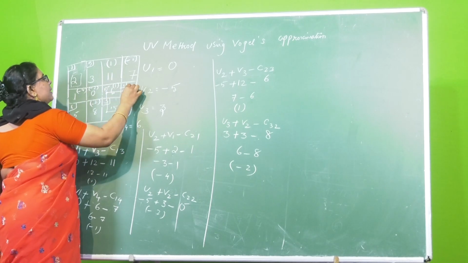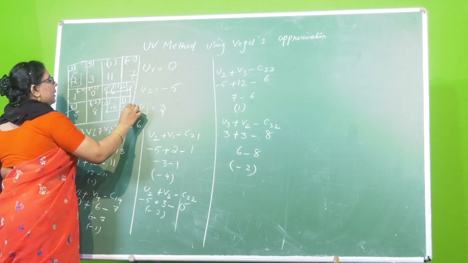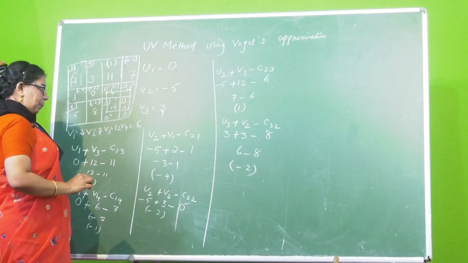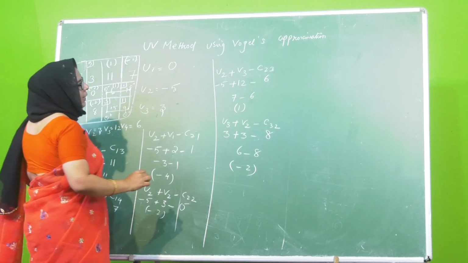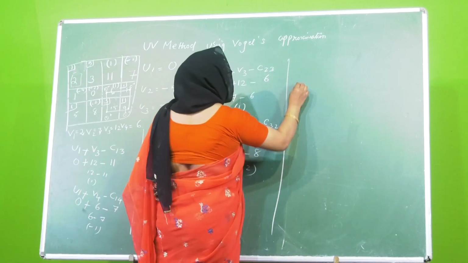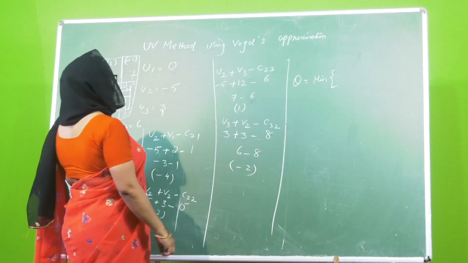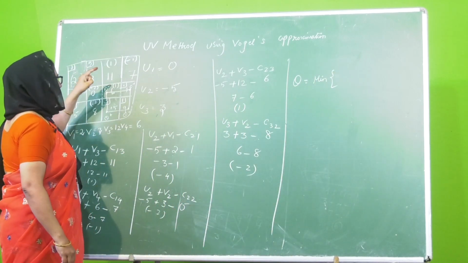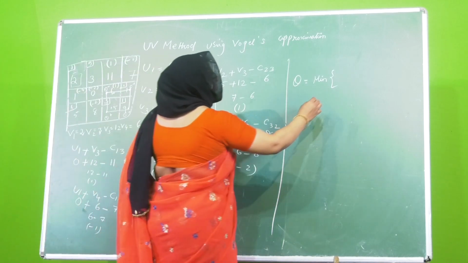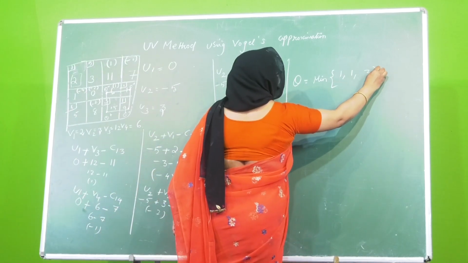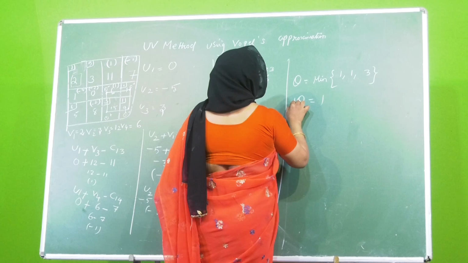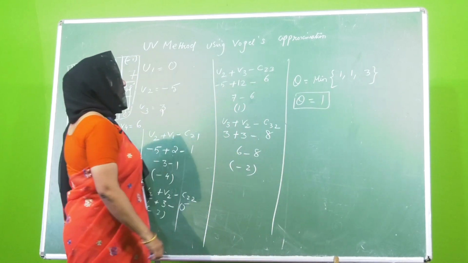So starting at that point, the corners end with the original allocation and this value: theta minus, theta plus, theta minus and theta plus. So to find theta, theta is equal to the minimum of 1, 1, 3. So the minimum value is equal to 1. So theta is equal to 1.